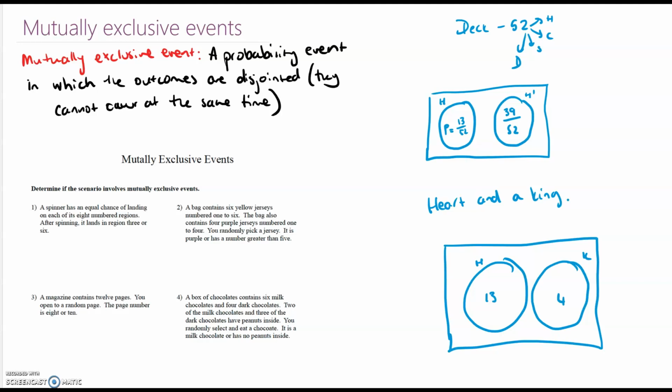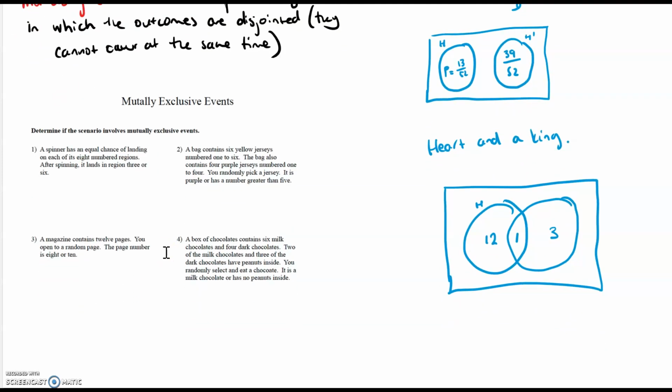So I'm just going to change this up a little bit because we now have one which is going to go into both circles. So I'm going to make these circles now overlapping. There's one that's a heart and a king, which means that my heart circle goes down to 12, and my king circle goes down to 3. And there's one in the middle, which makes that up to 13 and to 4 on that side. So this one would be a non-mutually exclusive event because there is a situation in which our events overlap. They're not disjointed, they're connected. So we want to look at each of these events and decide whether they're mutually exclusive or not.